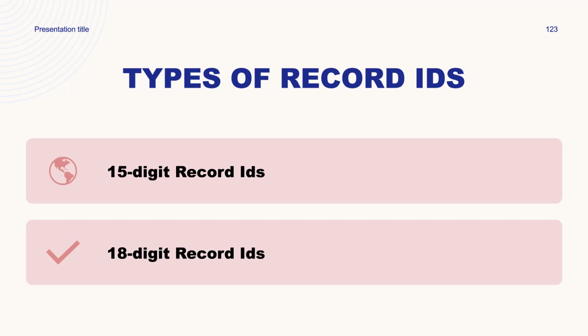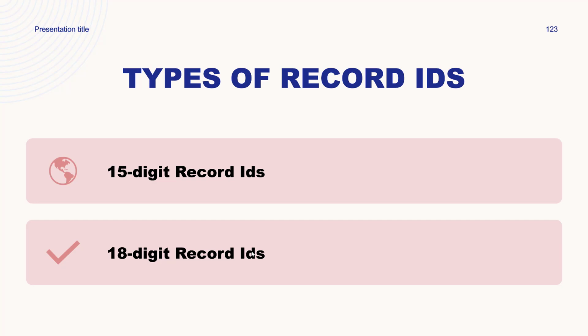Now we discuss the 18-digit record ID. The 18-digit record ID is case insensitive and is often used in coding and API integration. The last three digits of the 18-digit record ID serve as a checksum for the capitalization of the first 15 digits.